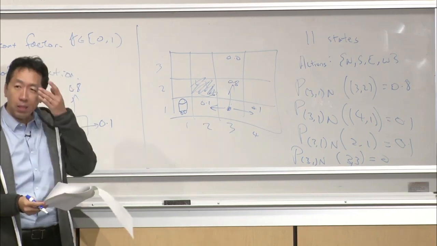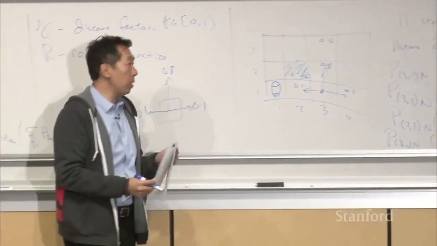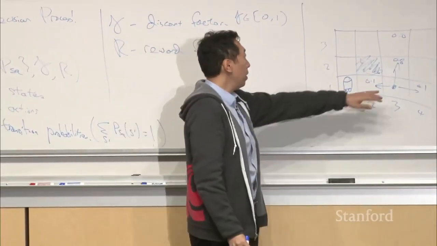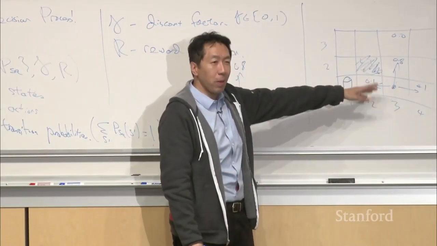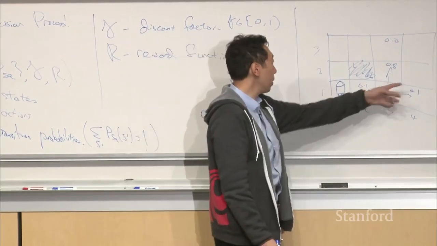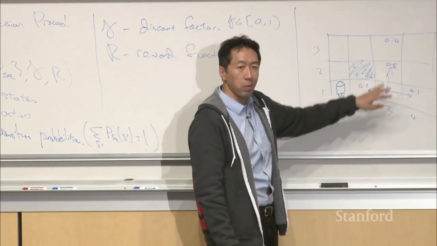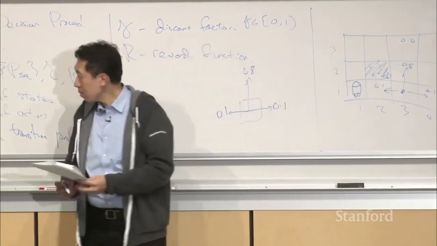Oh, and again, in this simplified MDP example, we'll just assume that if the robot hits a wall, it just bounces off the wall and stays where it is. So if you tell this to go east, it slips south, or just bounces off the wall and stays exactly where it is.